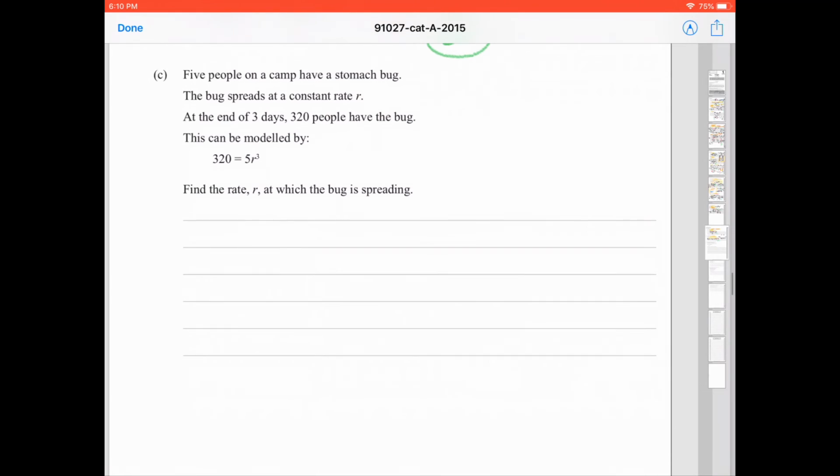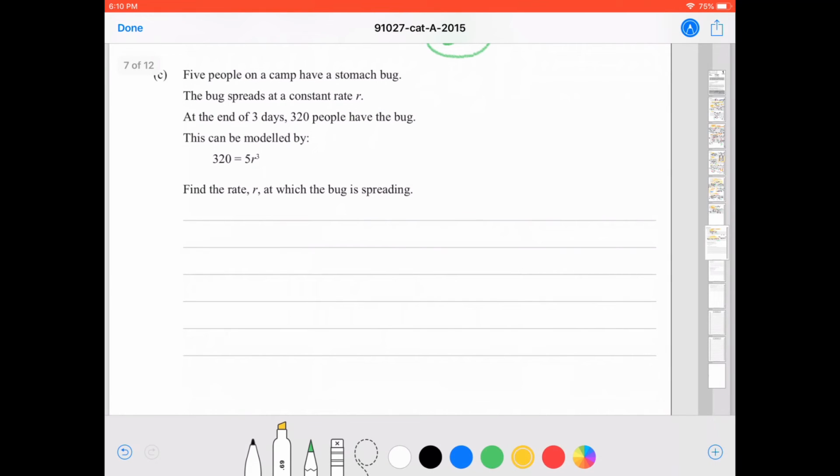Okay, so moving on to question 3c. 5 people on a camp have a stomach bug. The bug spreads at a constant rate r. At the end of 3 days, 320 people have the bug. So 320 equals 5r is our equation, 5r to the power of 3, that is. And it says find the rate r at which the bug is spreading. So they're just asking us to solve for r here. So we're looking to make r the subject.